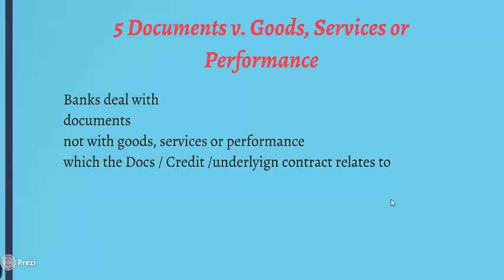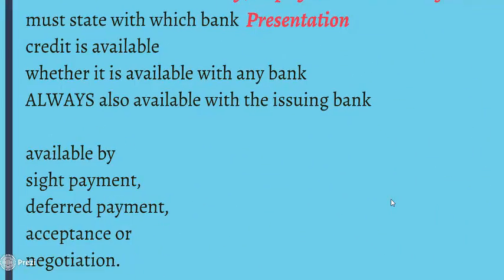Banks also do not take cognizance of any other underlying contract, but the documents called for under the credit. The availability, expiry date and place for presentation is discussed in the next article, Article 6.